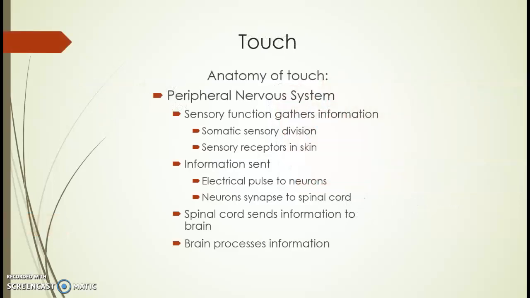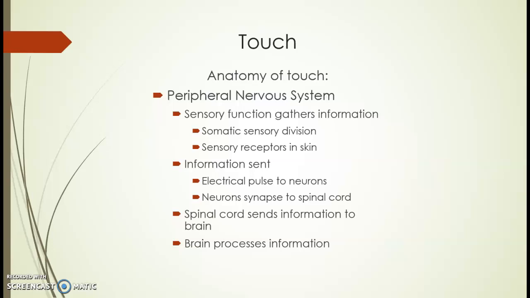The third sense that would be used in this case study is touch. The anatomy of touch. The peripheral nervous system has a sensory function that gathers information from the outside environment. Called the somatic sensory division, it uses sensory receptors in the skin to recognize such things as touch, pain, hot or cold, and wet or dry conditions.